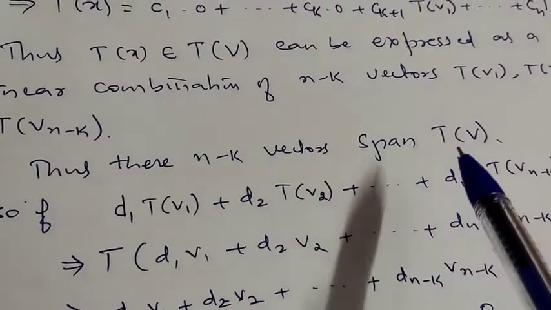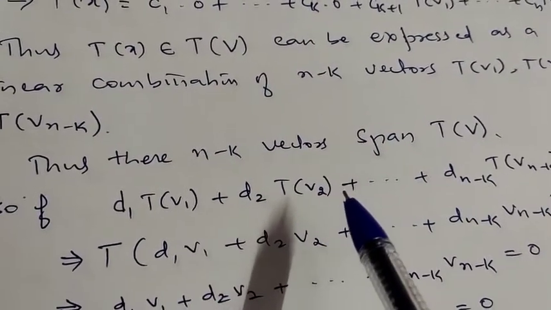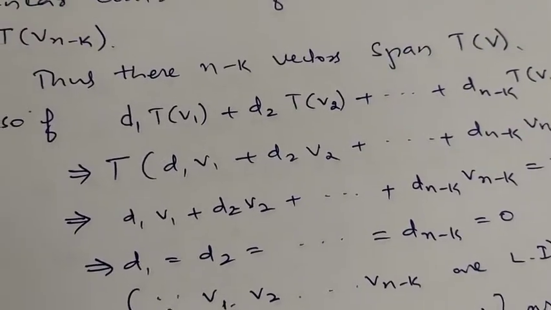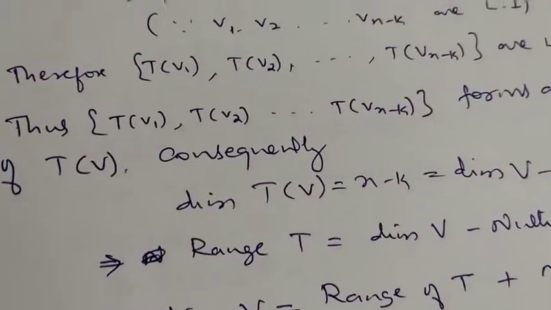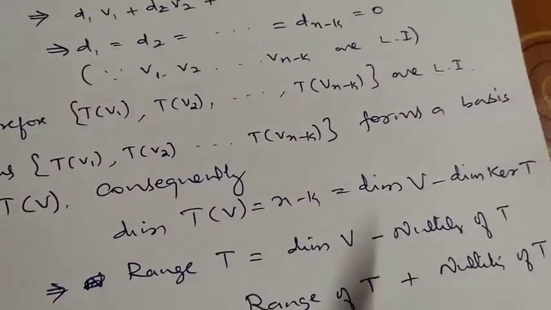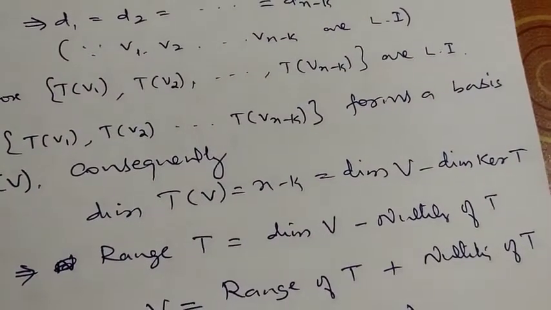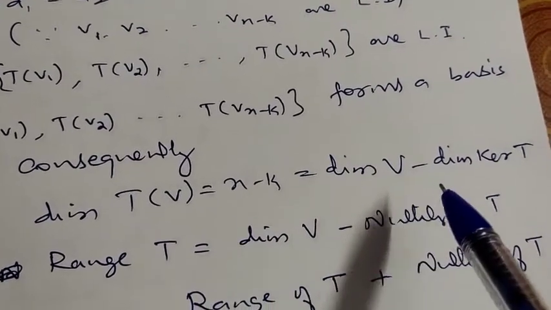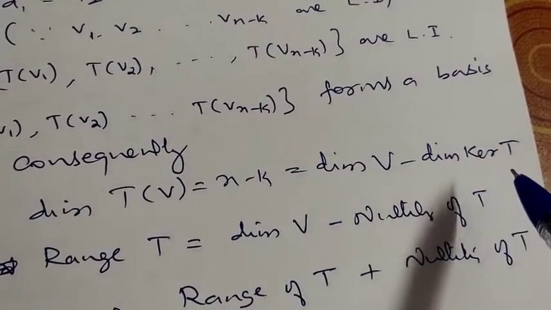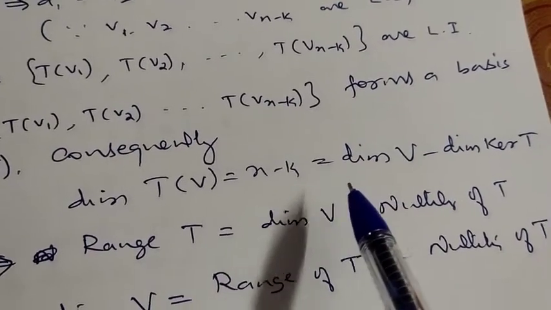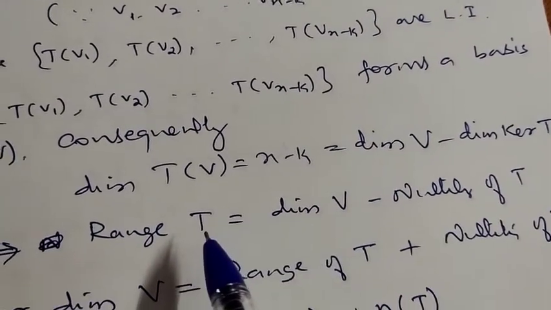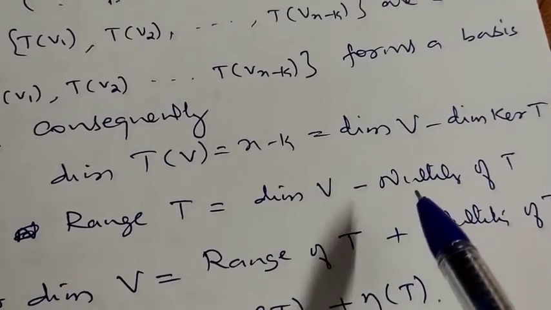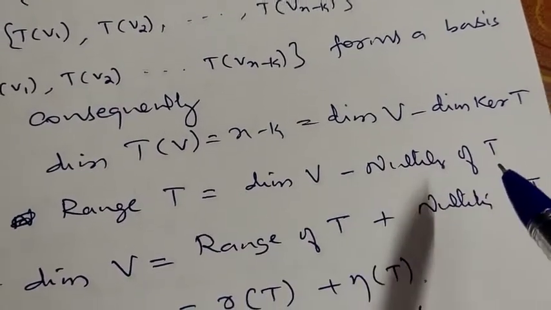Now they span T of V, and they are linearly independent, as we have shown here. So they form a basis of the range space T of V. Therefore the dimension of T of V is n minus k, where n is the dimension of V and k is the dimension of the kernel of T. So the dimension of the range of T is the dimension of V minus the dimension of the kernel of T, which is the nullity of T.